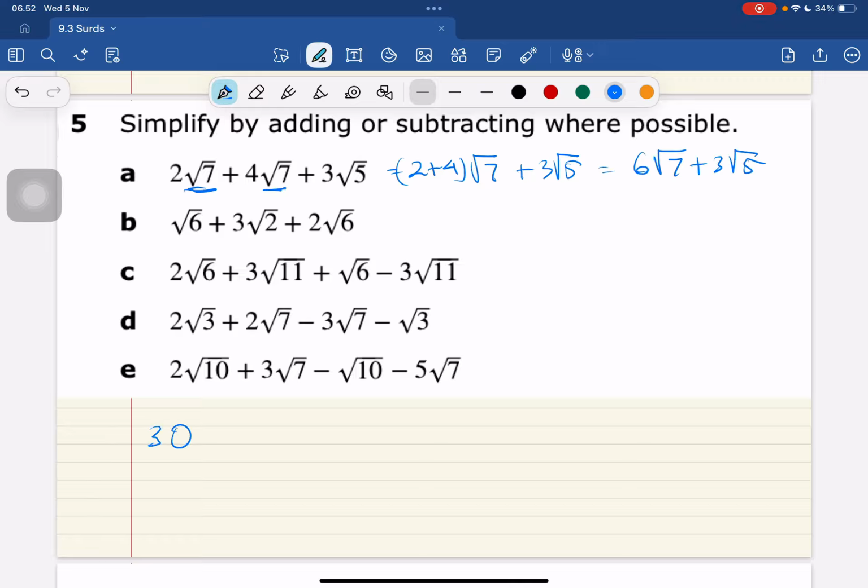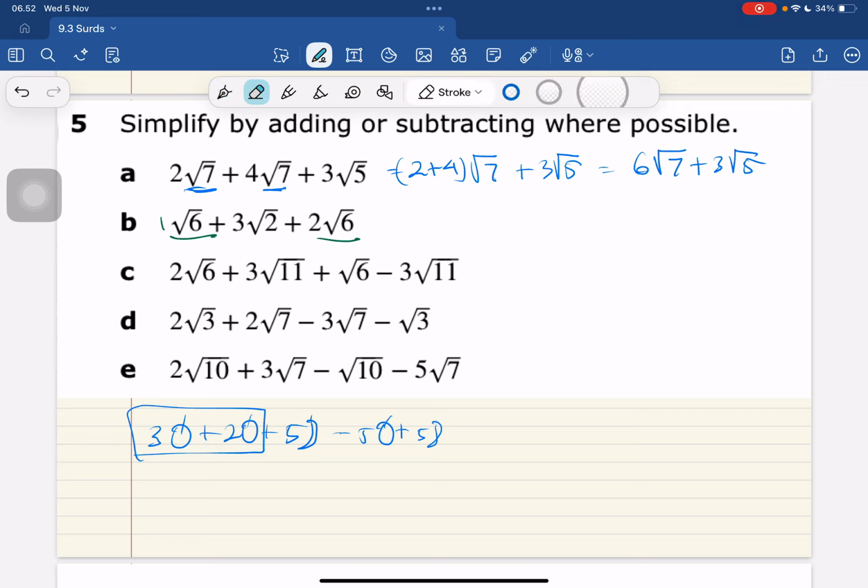Like 3 apples plus 2 apples plus 5 bananas. So here we can only add the apples. So 5 apples and 5 bananas. Next. Okay, we only got the same here, 6. So this is 1, so we can add directly. So first, 3 square root of 2. And here is plus 3 square root of 6.